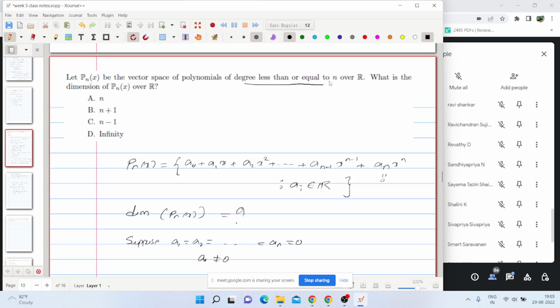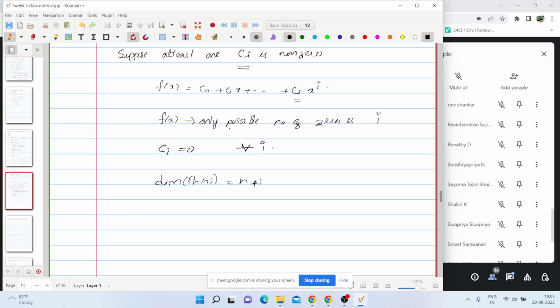That means in this case we got the dimension, which I didn't mention. Here the dimension of Pn of x is n plus 1. But if it is less than n, that is Pn minus 1 of x, the set of all polynomials of degree strictly less than n. Strictly less than n is the same as less than or equal to n minus 1, right?